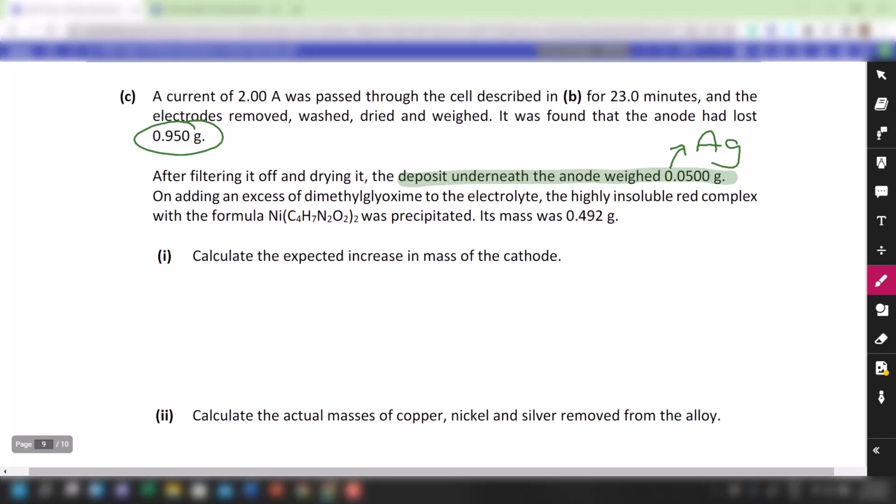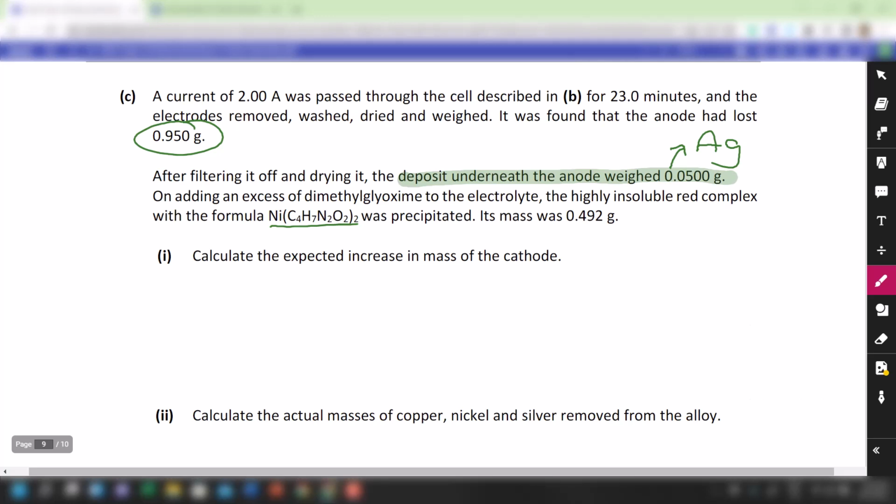Then on adding an excess of dimethylglyoxime to the electrolyte, the highly insoluble red complex of nickel was precipitated. Its mass was 0.492 grams. C part 1 is an interesting part. They ask you to calculate the expected increase in mass.